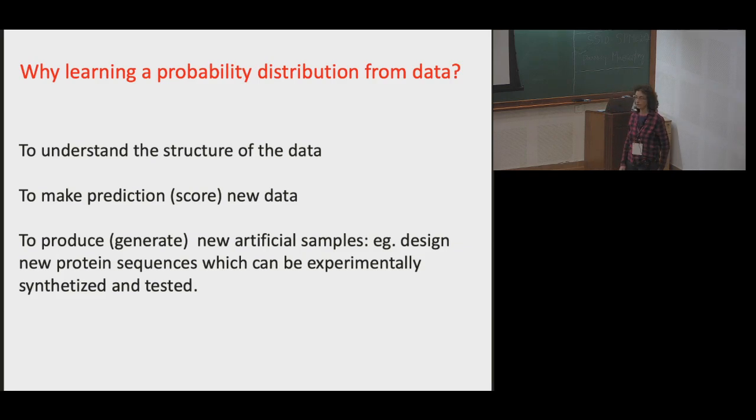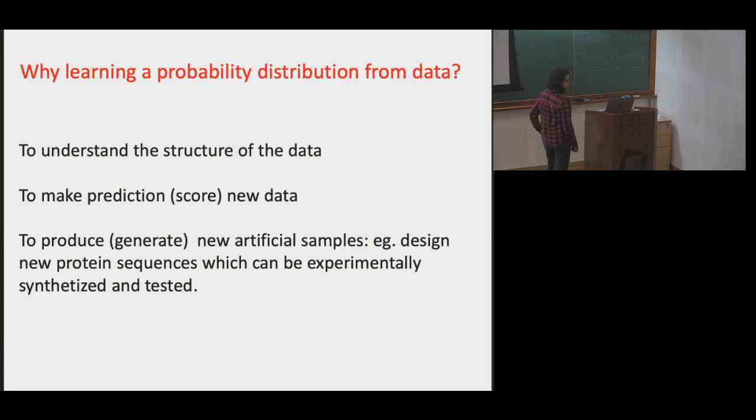And of course, as I have said before, we want to use this probability distribution inferred from data to generate new artificial samples. In the case of protein data, this will be used to design new proteins, so new protein sequences, which can be experimentally synthesized and tested.